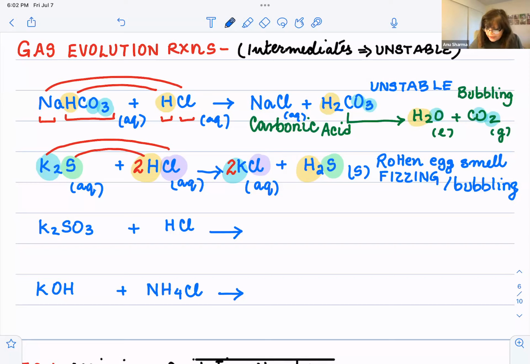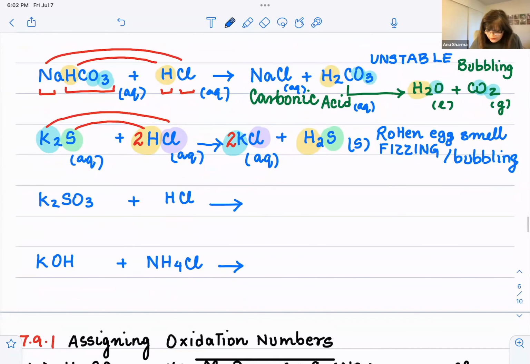And carbonic acid, all carbonic acids are soluble in water, but they dissociate and give you carbon dioxide, which is insoluble in water, so it fizzes out. All right, next is potassium.